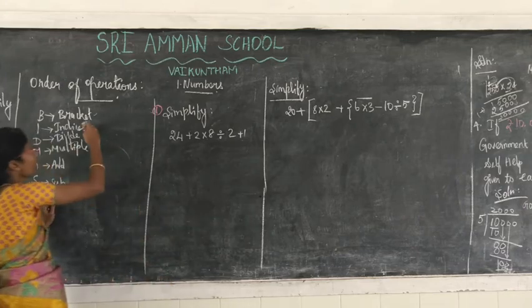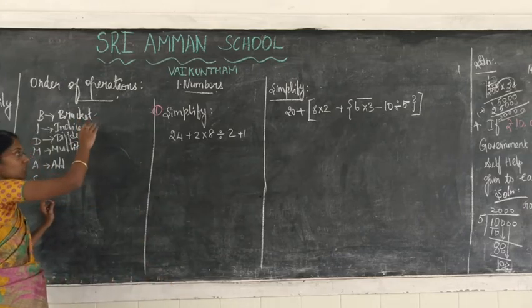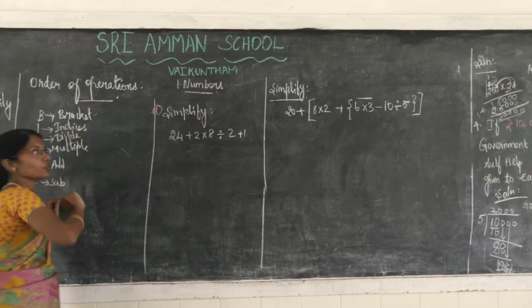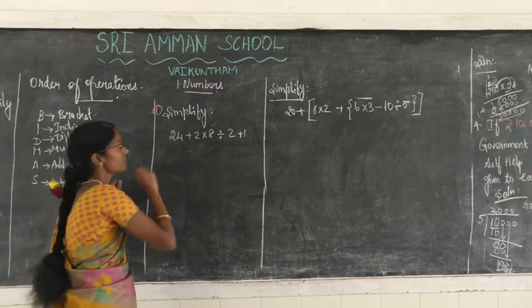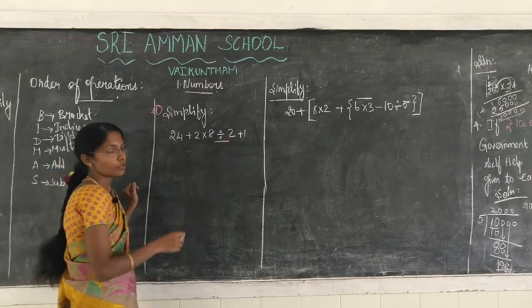No. So next we move to indices. You don't know about indices, so leave this. So next one, divide. You have to do divide first. Okay, where is the divide? This here. So you have to do divide.